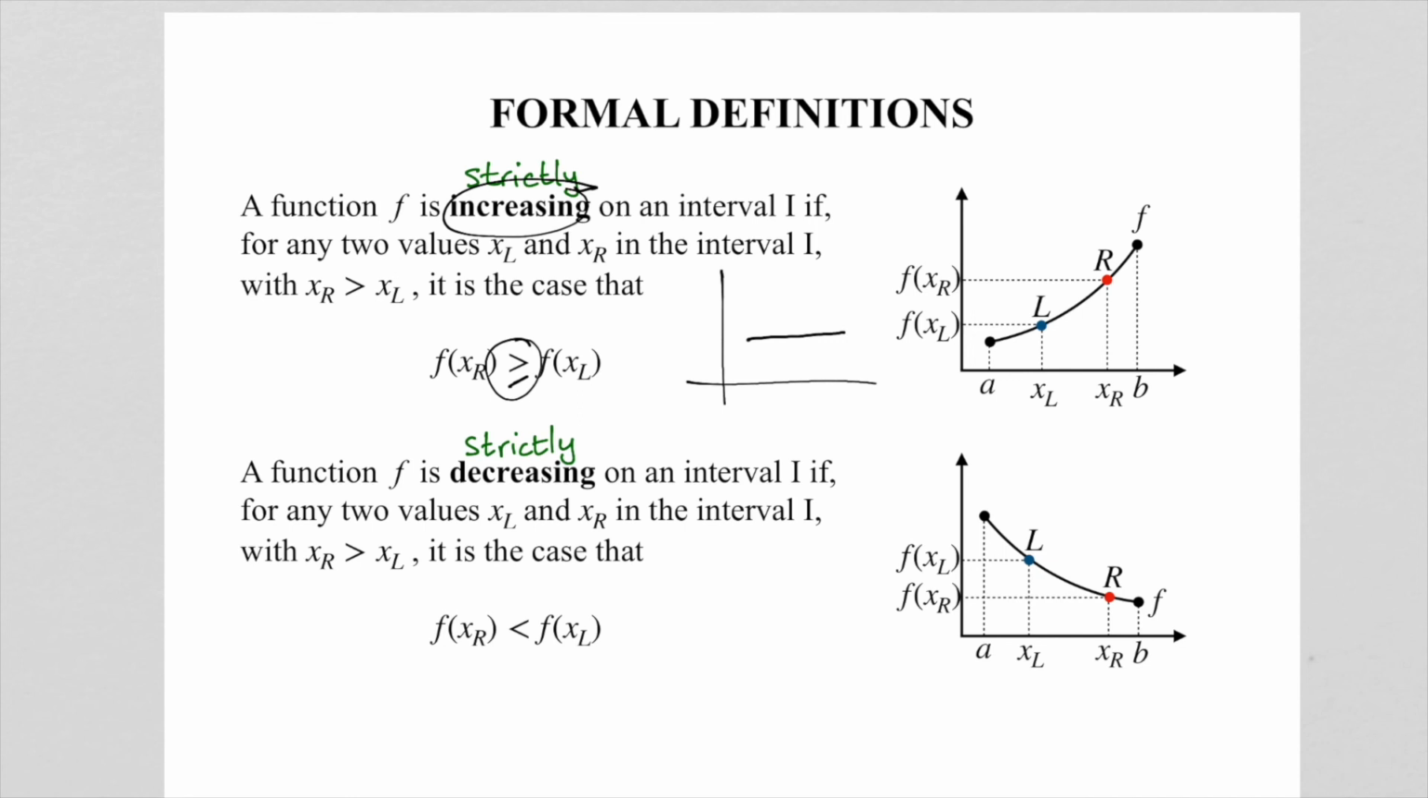So basically, adding the word strictly here makes absolutely no difference to whether we include or exclude the stationary points. Even if it says strictly increasing or strictly decreasing, we should in fact still include the stationary points.